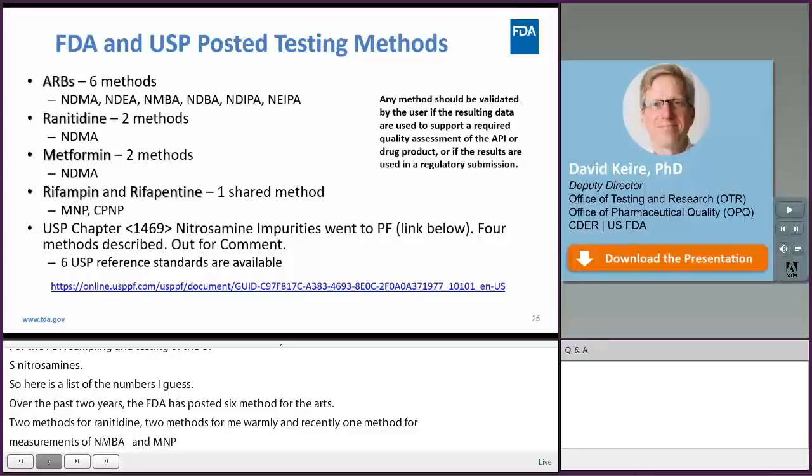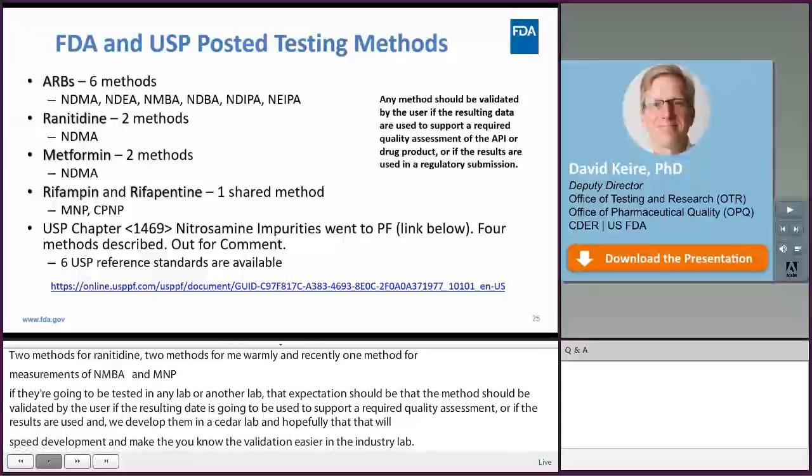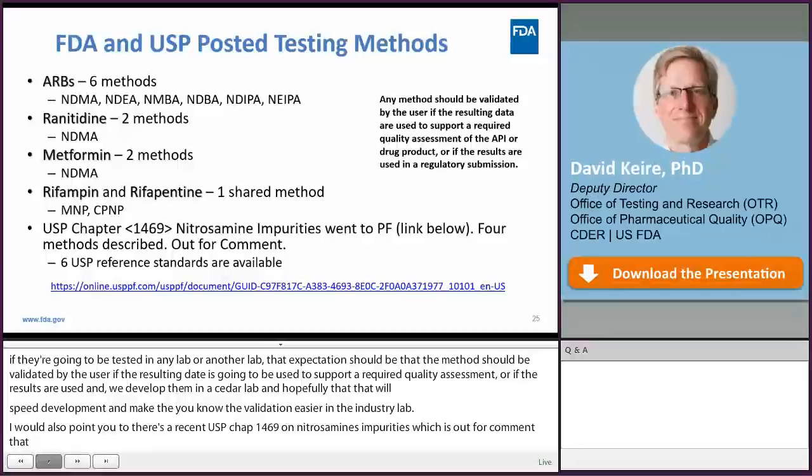I would also point you to a recent USP chapter, 1469, on nitrosamine impurities, which is out for comment, that contains 4 methods. And USP has also made 6 reference standards available. And I provide a link to the USP PF that's out.